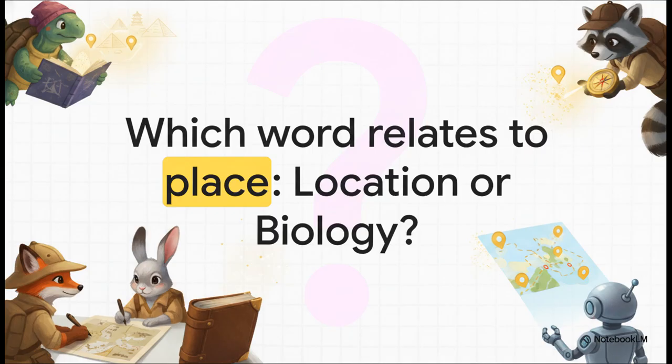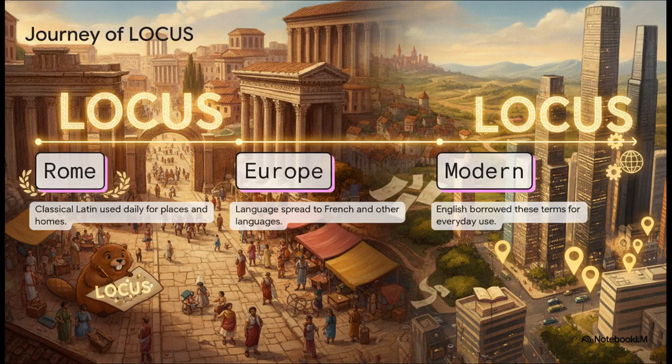And here is a crucial spelling bee tip for you. Champion spellers don't just memorize words like location, local, allocate, and dislocate separately. That's way too hard. Instead, they remember the root formula. Locus equals place. Let's trace how this builds through history.